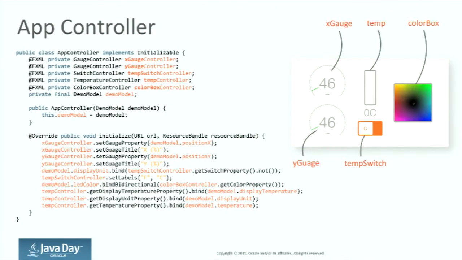FX provides a bunch of binding that allows you to connect the UI components up to our data model, and anytime one of them changes, that change gets reflected in the other. And so we don't have to write any code to connect that up.